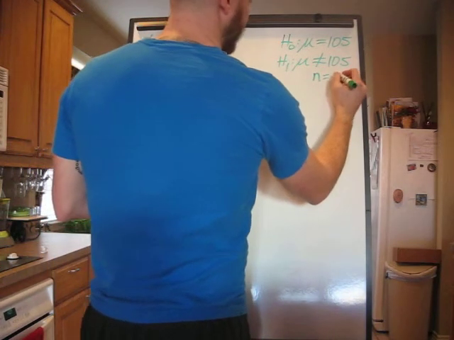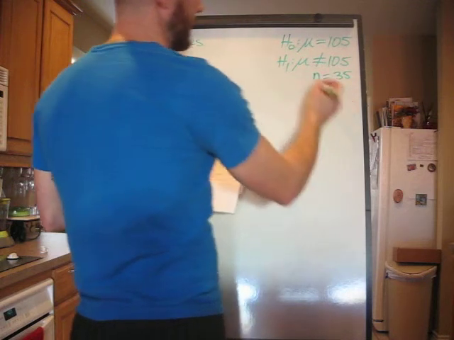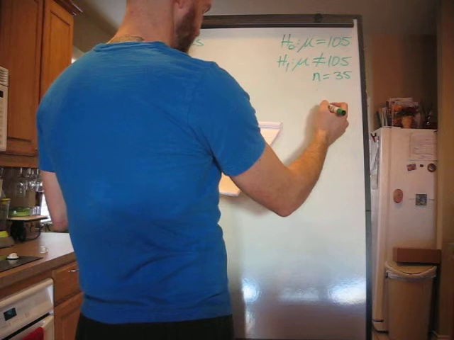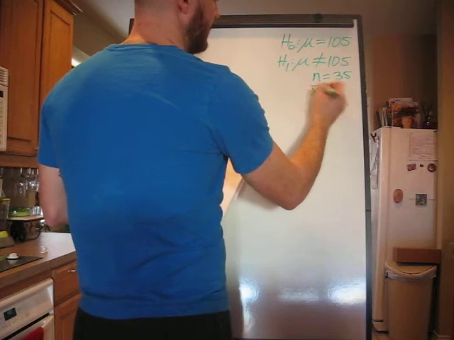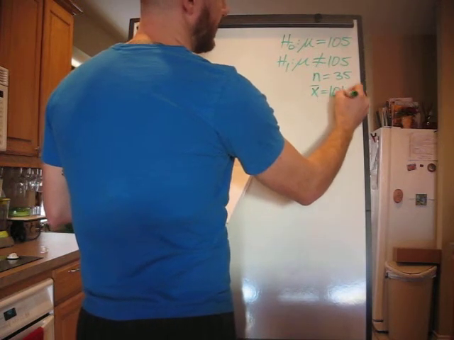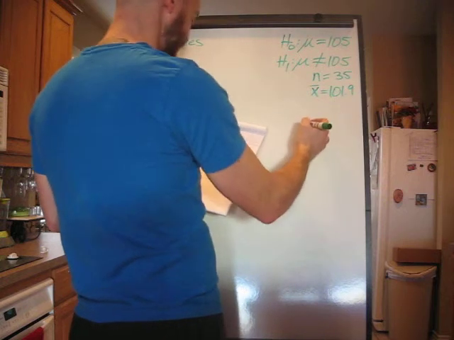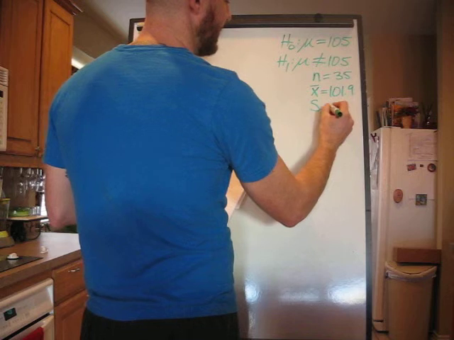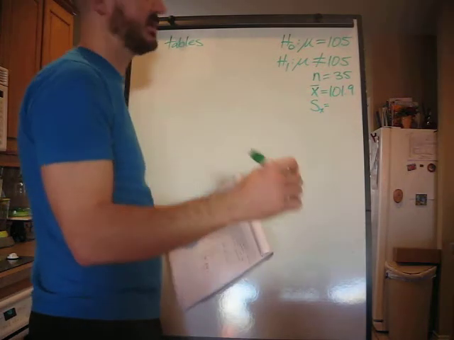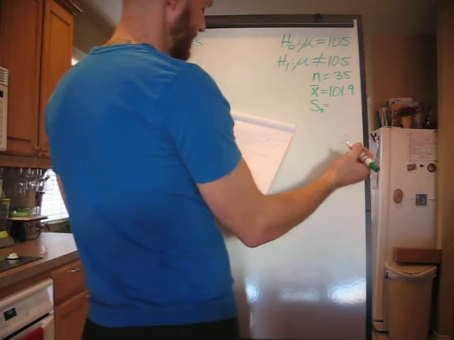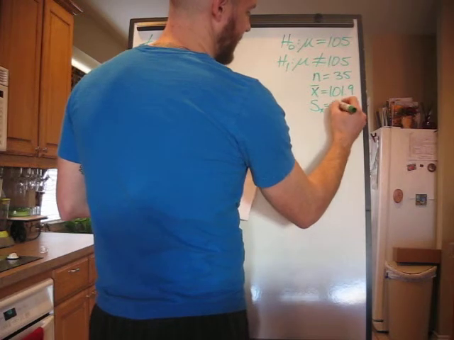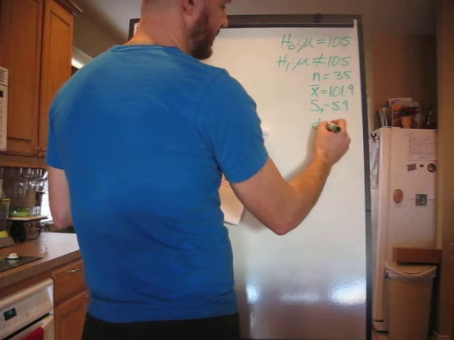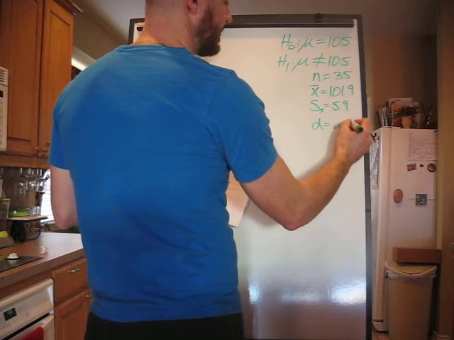So we're given n is 35. That's our number of pieces of data for the sample. Our sample mean, or x bar, is 101.9. Our sample standard deviation, not our population standard deviation, S sub x, is 5.9. Our alpha value is 0.01.